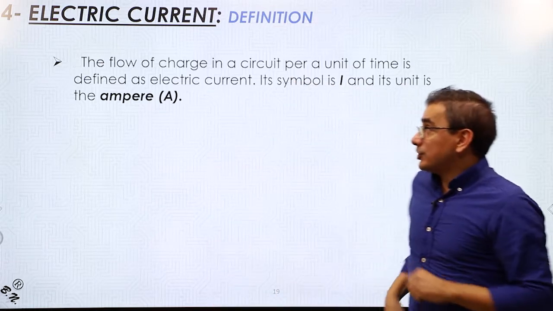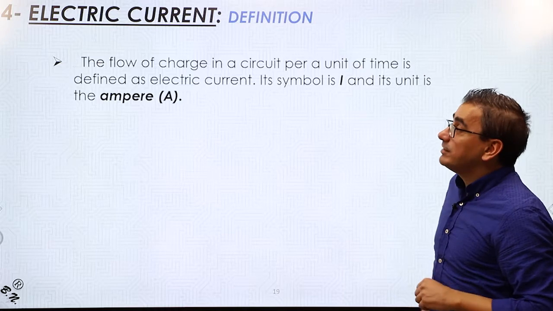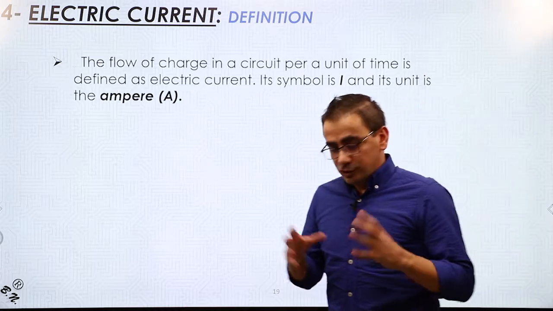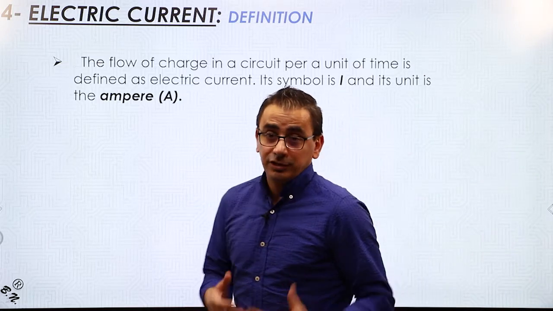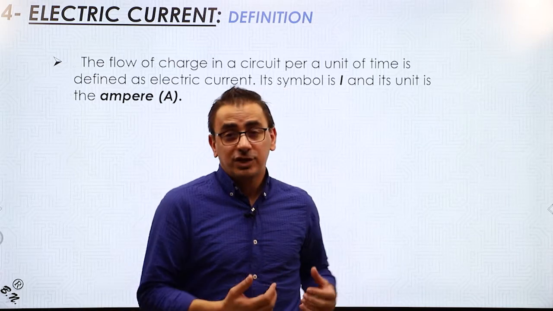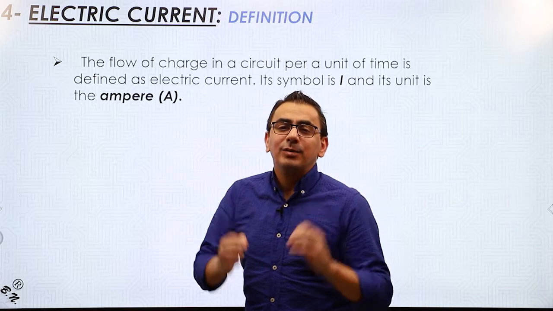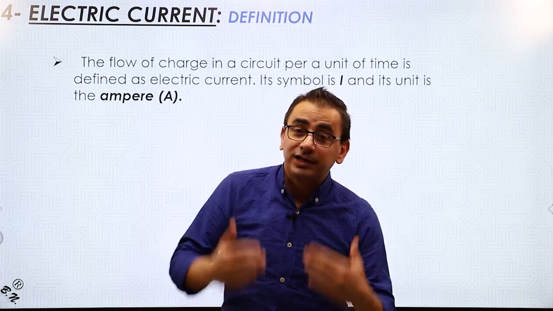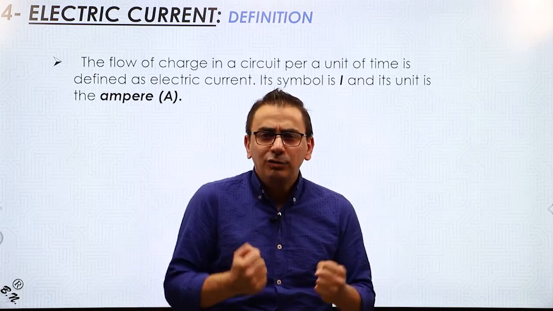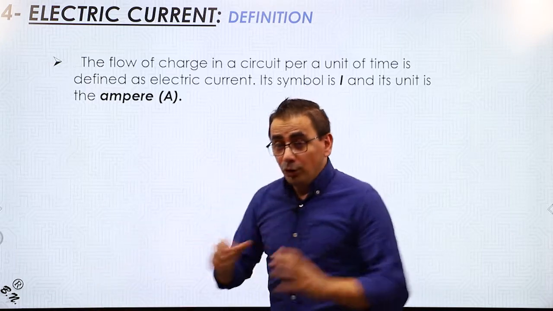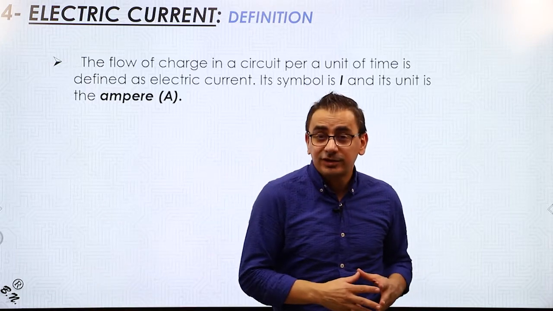Okay, so vocabulary and definitions are very important at the beginning of any new item. The flow of charge in a circuit per unit of time is defined as electric current. When we have charge, we said that electricity is all about the charge and the motion of the charge as well. Whenever we have a charge and that charge is moving, I can think about electric current or electric current intensity, which is the amount of that flow. So the flow of charge in a circuit is defined as electric current.